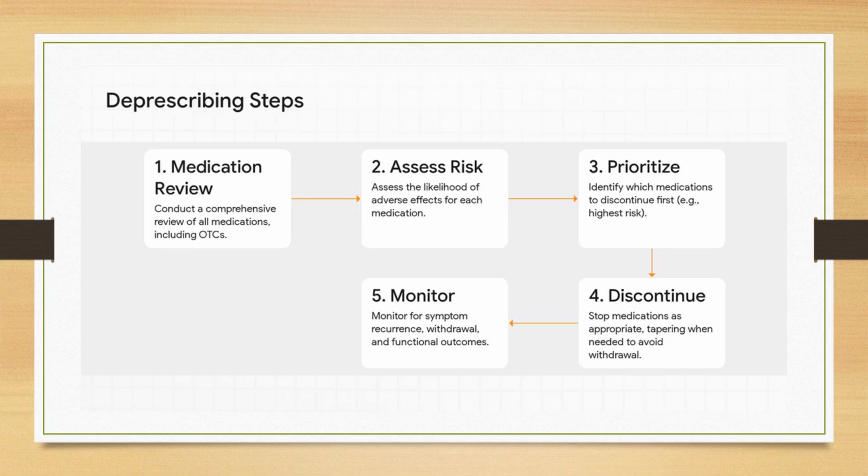First, you do a deep dive, a comprehensive medication review. Then you assess the risks of every single drug. Step 3 is so important. You have to prioritize. Which meds should go first? Maybe the one with the highest risk or the least benefit. Then you actually discontinue, tapering down if you need to. And finally, and you can't skip this, you have to monitor them closely for outcomes and for any withdrawal symptoms.